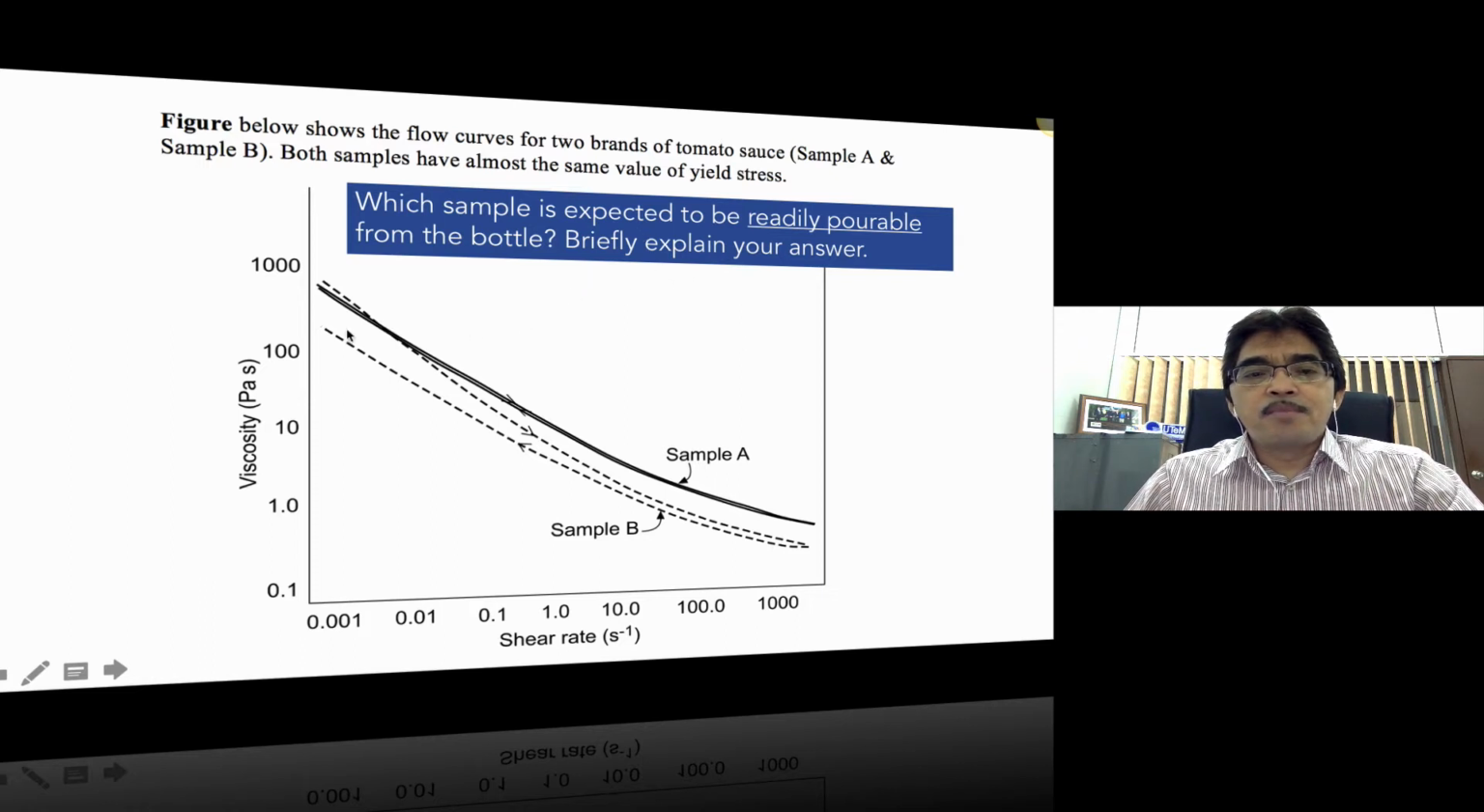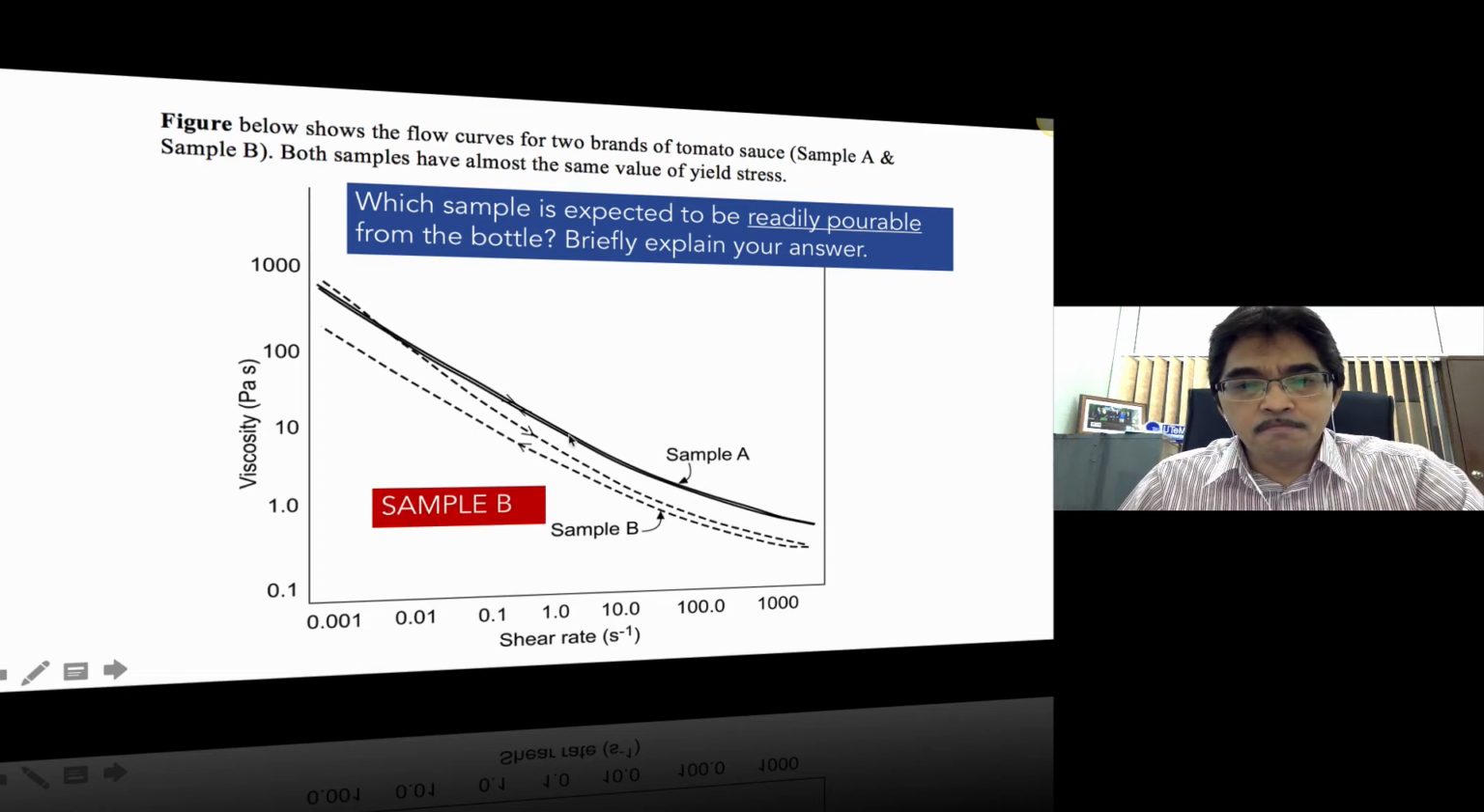Well, both actually have the same yield stress, meaning that initially both will have the same resistance to flow, because the yield stress is about the same. So we cannot really differentiate. But once it starts to flow, look at the slope here for sample B. The viscosity drops more drastically compared to sample A. Look at this curve. It means that the viscosity reduces much faster compared to sample A.